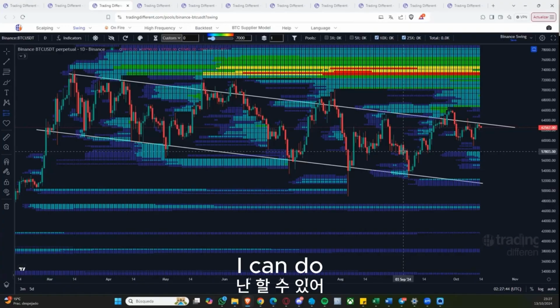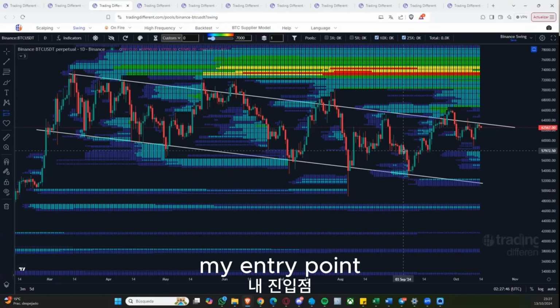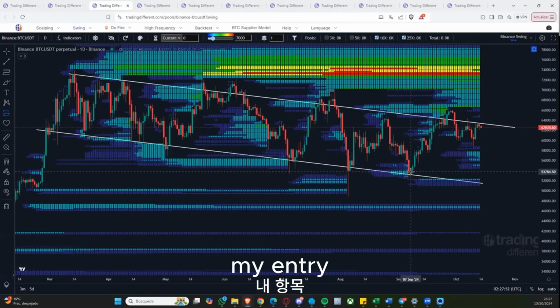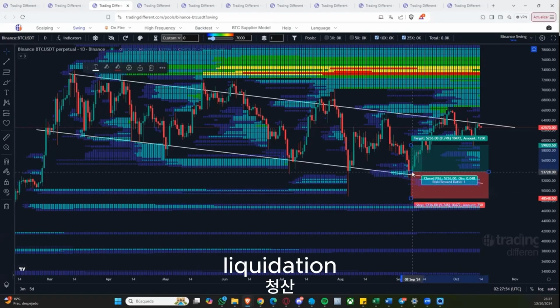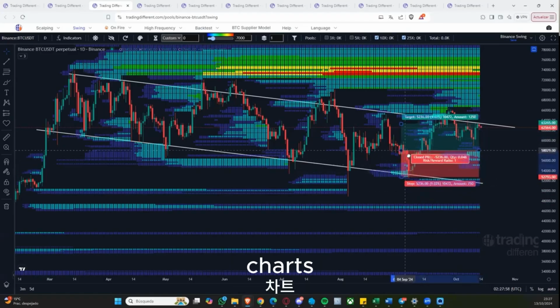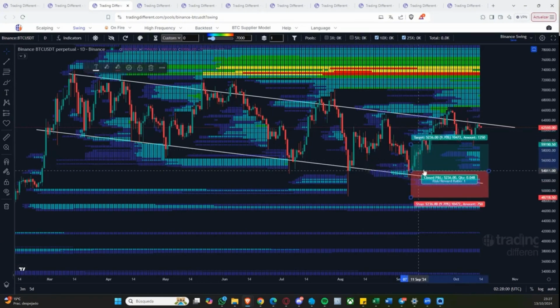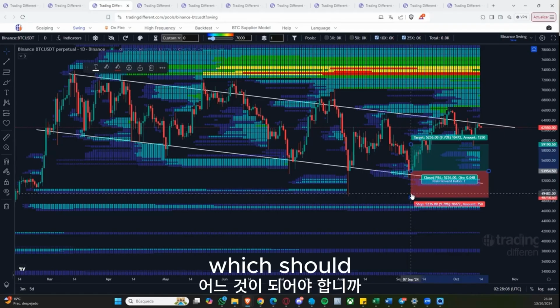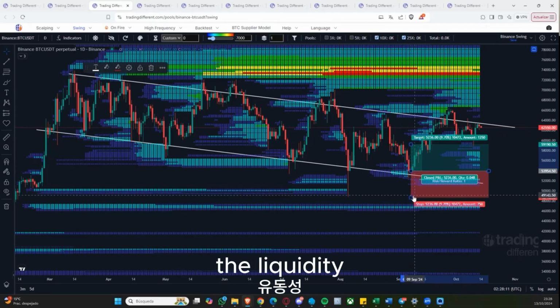The first thing I can do is optimize my entry point. I wait for the price to liquidate the positions and enter after it has liquidated. This optimizes my entry when entering after the liquidation. It works on swing charts on a day and on scalping charts. It also allows me to optimize the stop loss, which should always be placed outside the liquidity zone.